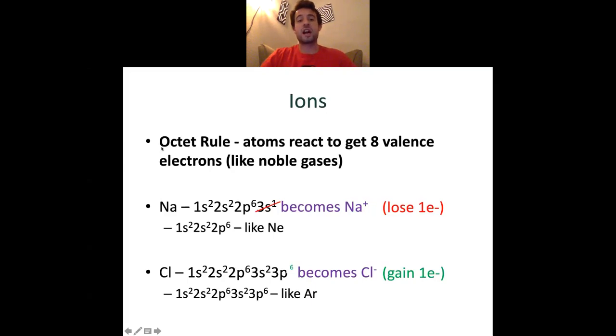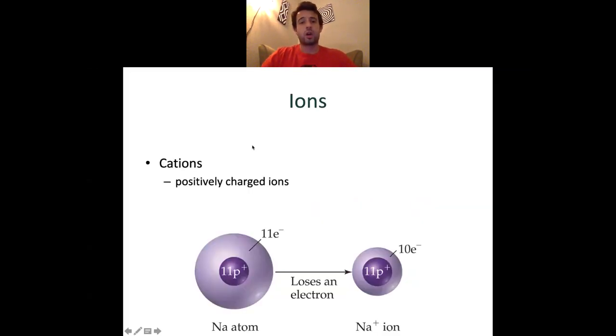So this thing called the octet rule, also known as the stable 8, means that atoms are going to react to get 8 valence electrons. They want to be stable and they want to have 8. So please write octet rule down in your notes. Okay, cations are positively charged ions.